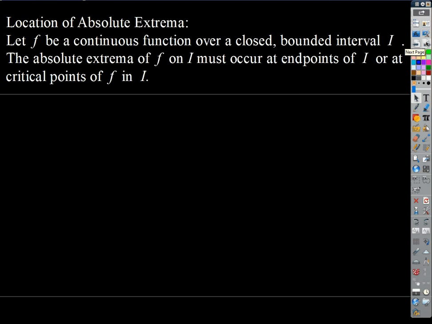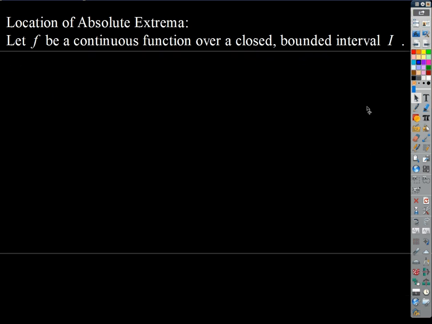next issue. So we're going to focus for a while on finding absolute extrema, and then after that we'll look for other types too. So if f is a continuous function over a closed bounded interval I, closed interval, then where must the absolute extrema occur? Where's the only place they could occur?